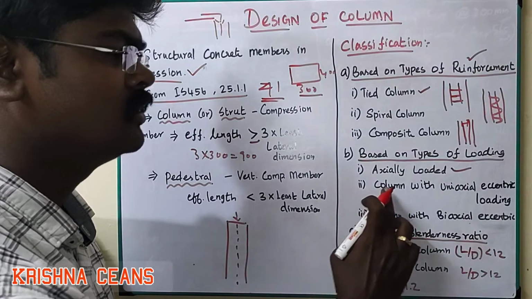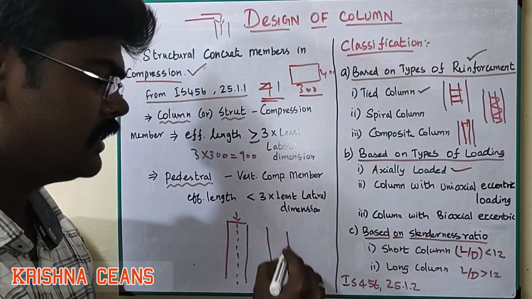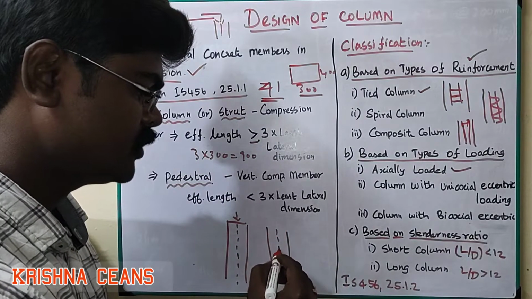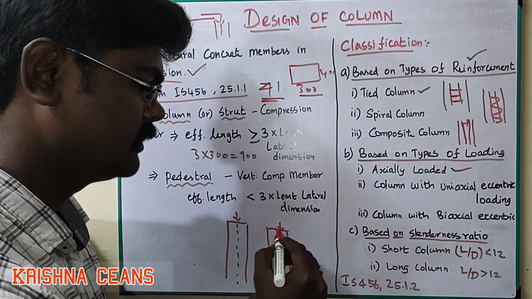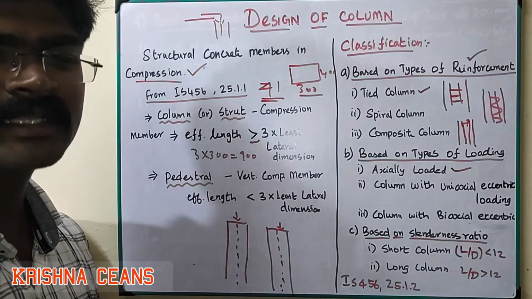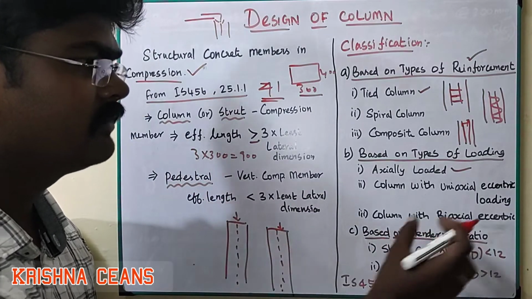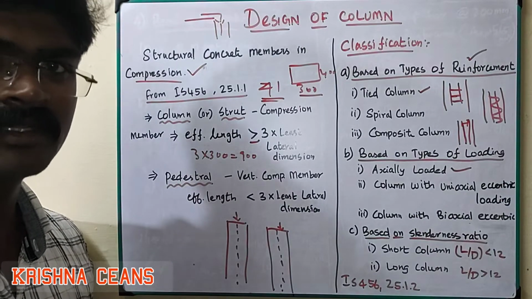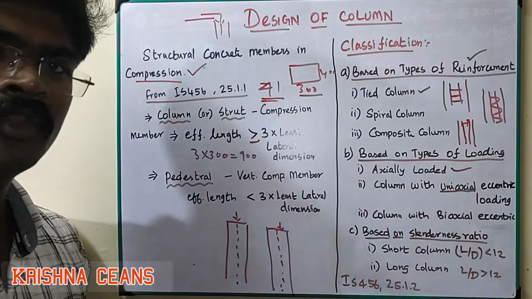The second one, column with uniaxial eccentric loading, is about any one axis, either the x-axis or the y-axis. This is the center point, and the load is acting away from the center point. Away from the center point we call eccentric. That eccentric loading along any one axis, either the x-axis or the y-axis, we call uniaxial. So we have to design for uniaxial also.